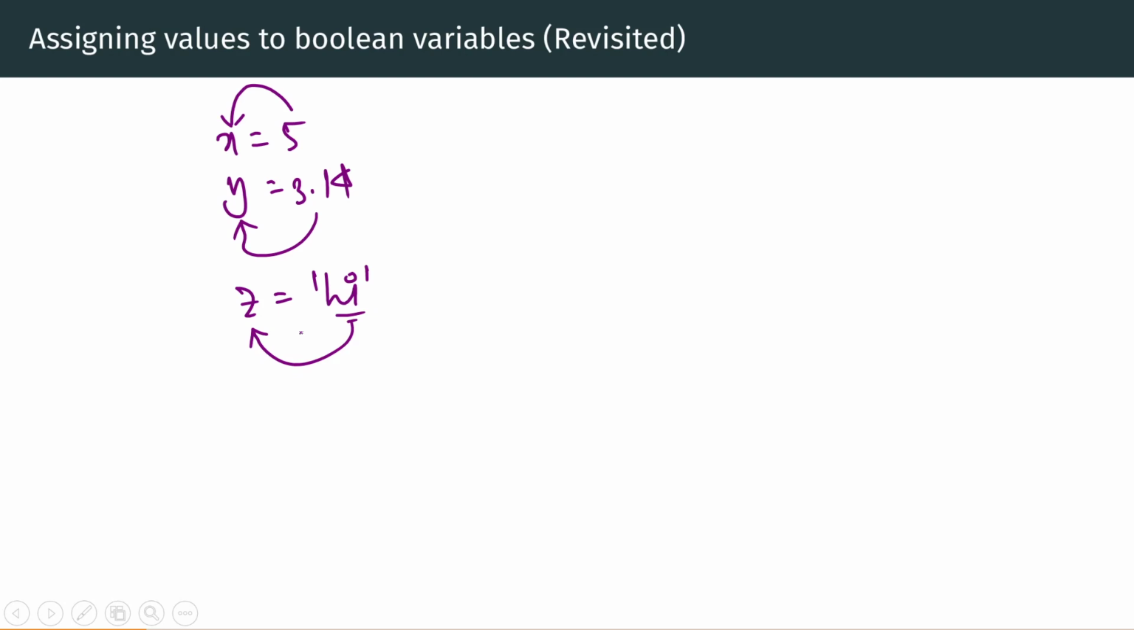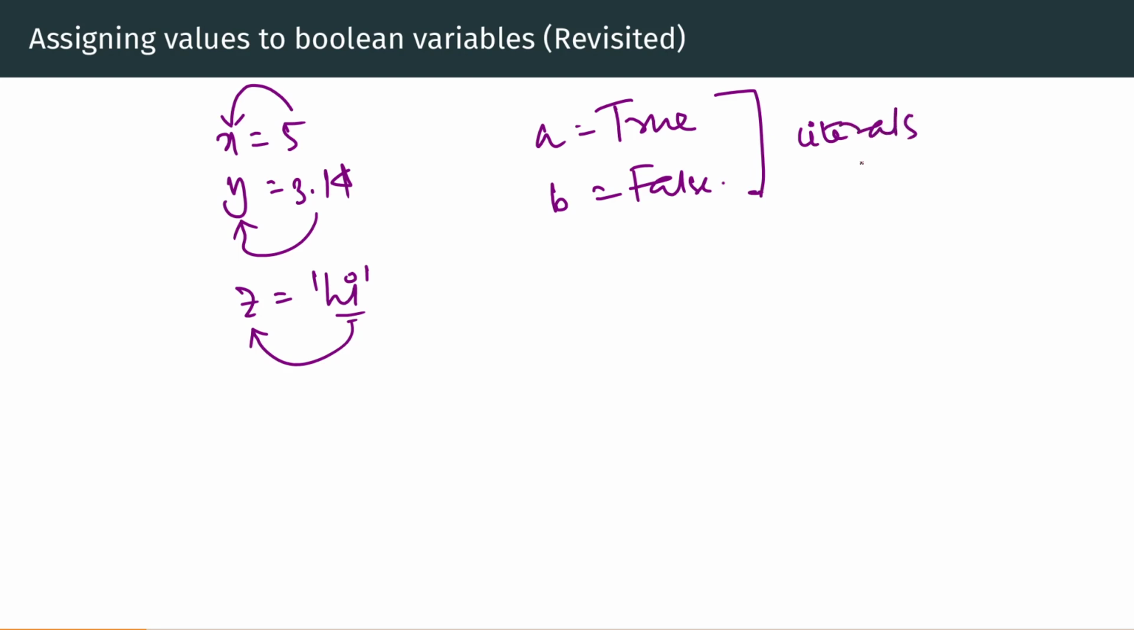Now, we have seen the fourth type, which is the Boolean type. When we assign values to the Boolean type, let's say a equals true, or a equals false, or rather b equals false, let's say. b equals false. So that's the first type, which is assigning a value using literals.